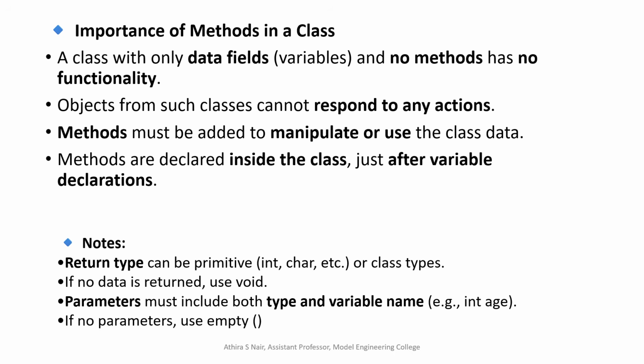And methods are declared inside the class just after variable declaration. And return type can be any primitive data type or class type. And if no data is returned, we can use void. And parameters must include both type and variable name, like integer age, like that. If there are no parameters, we can use empty brackets.